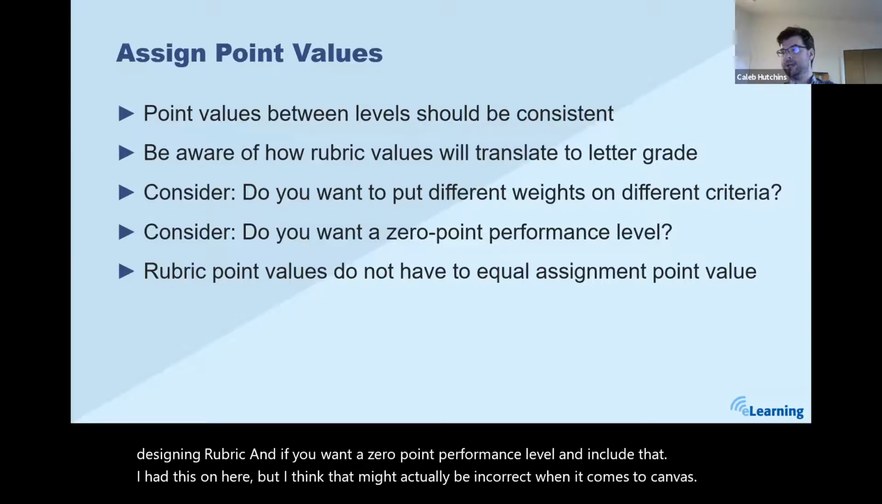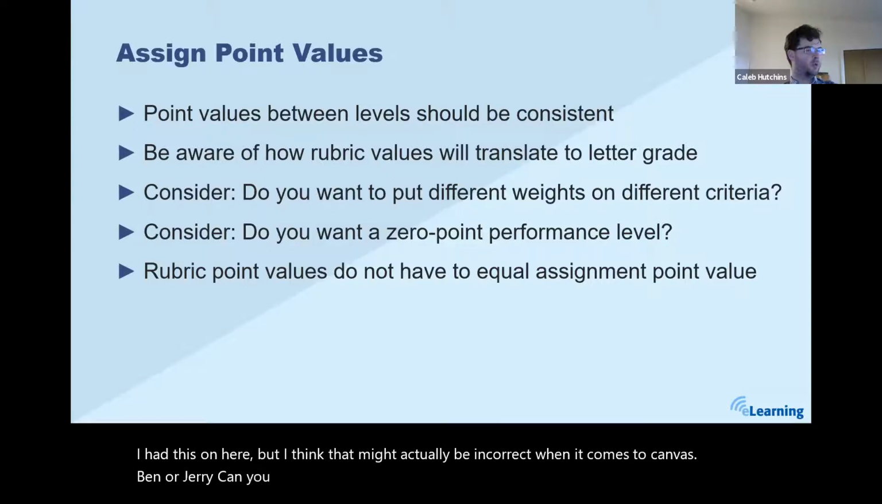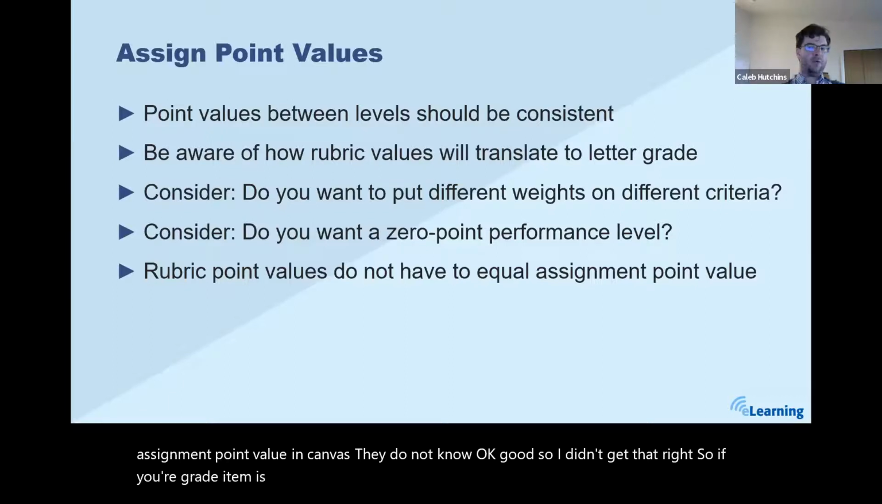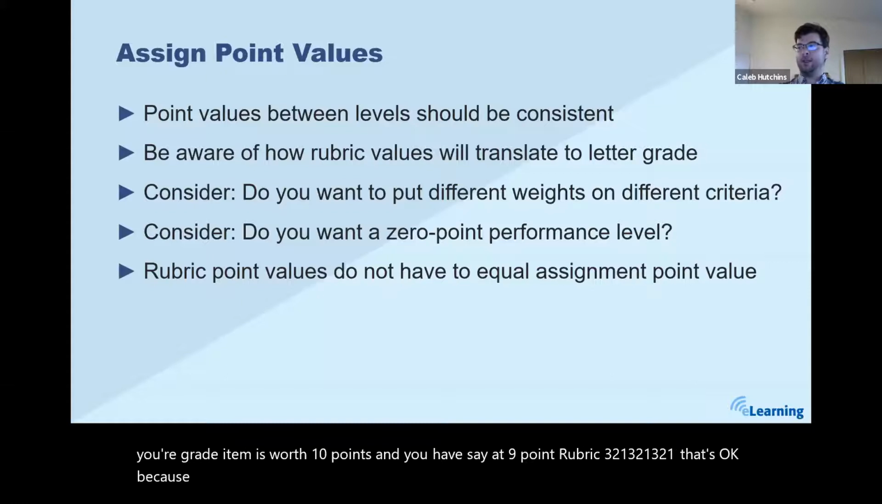Ben or Jerry, can you chime in on this one? Do the rubric point values have to equal the assignment point value in Canvas? They do not, no. Okay, good, so I did get that right. So if your grade item is worth 10 points and you have, say, a 9-point rubric, 3-2-1, 3-2-1, 3-2-1, that's okay, because Canvas will automatically calculate that into the total score for them.